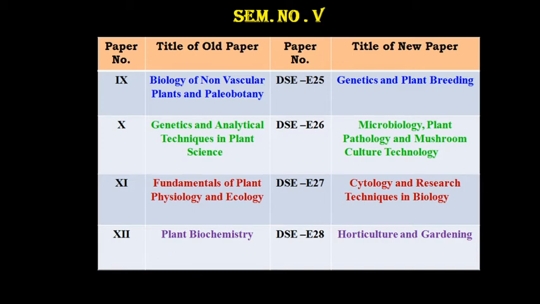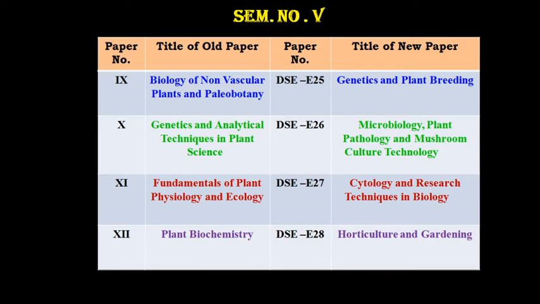Basically in the old syllabus we have papers number 9, 10, 11 and 12, while in the new syllabus in the choice based credit system they are designated as DSE E25, E26, E27 and E28. The ninth paper in the old syllabus is biology of non-vascular plants and paleobotany. It has been changed in the new syllabus to genetics and plant breeding. That is paper number 9.